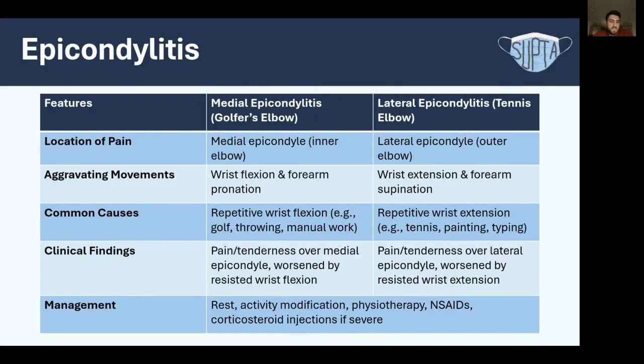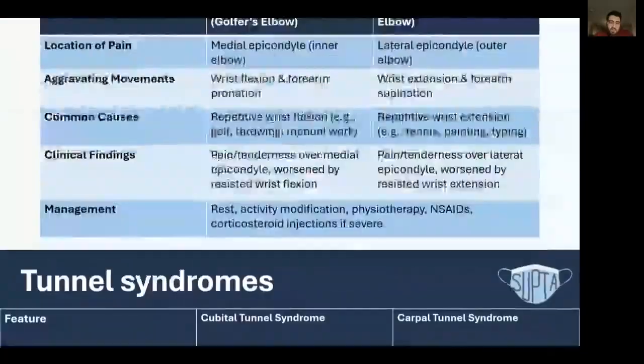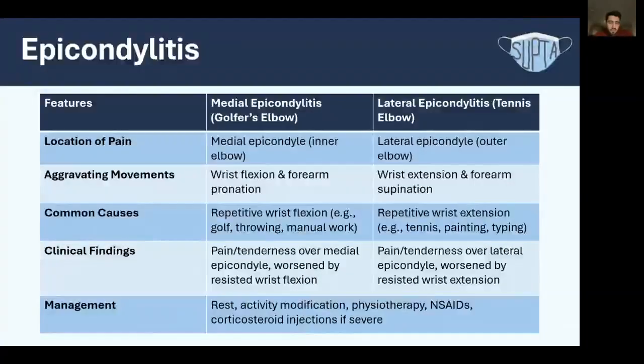And if you could imagine in medial epicondylitis, the wrist flexion and forearm pronation is affected. That's what causes the pain and makes it worse. And purely because of the muscle attachments, it involves the pronators. And so when we use these muscles, we will get the pain on the medial side. And on the opposite side, in lateral epicondylitis, it is wrist extension and forearm supination that makes the pain worse. Both of them are usually caused by repetitive wrist movements, and examples are given.